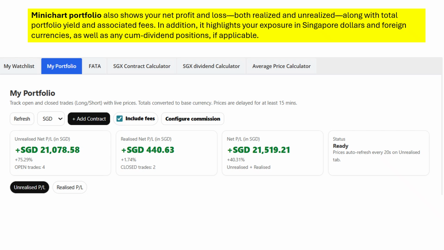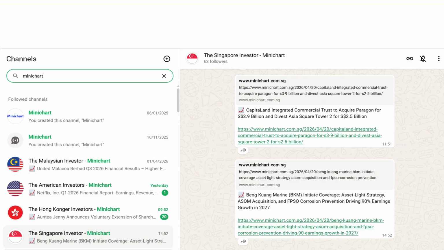Minichart portfolio also shows your net profit and loss, both realized and unrealized, along with total portfolio yield and associated fees. In addition, it highlights your exposure in Singapore dollars and foreign currencies, as well as any cum-dividend positions, if applicable.